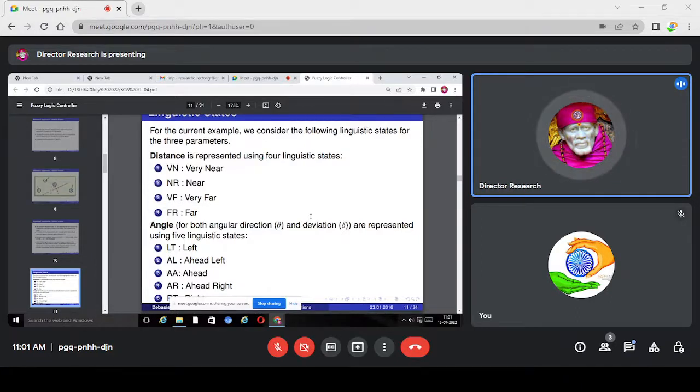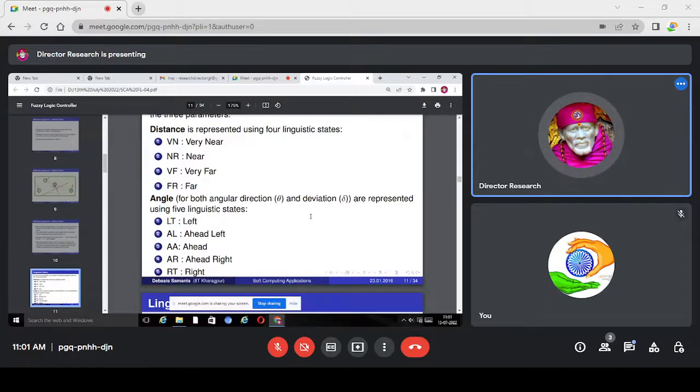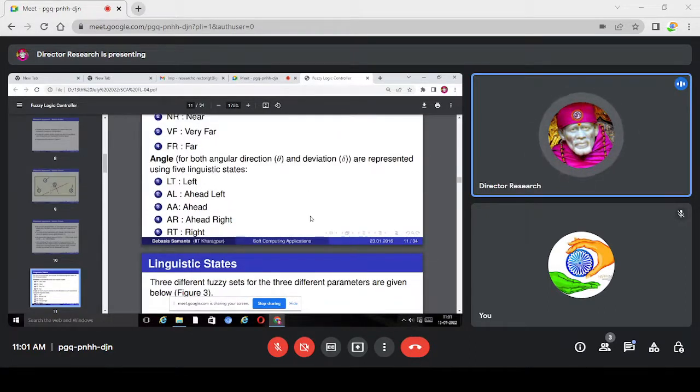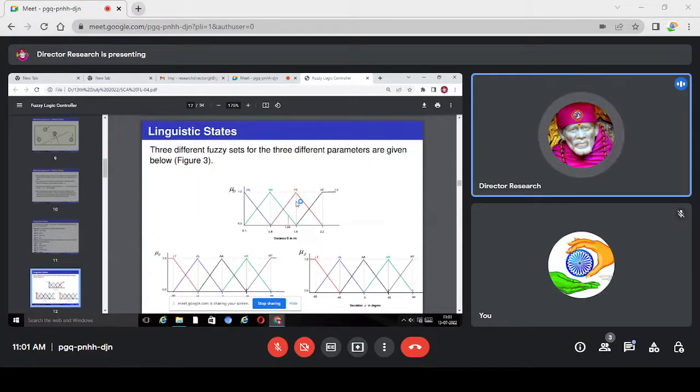Angle we also represent in four states: left, ahead left, ahead right, right. Like that, three different fuzzy sets for three different parameters are given below. I think you can understand this logic.